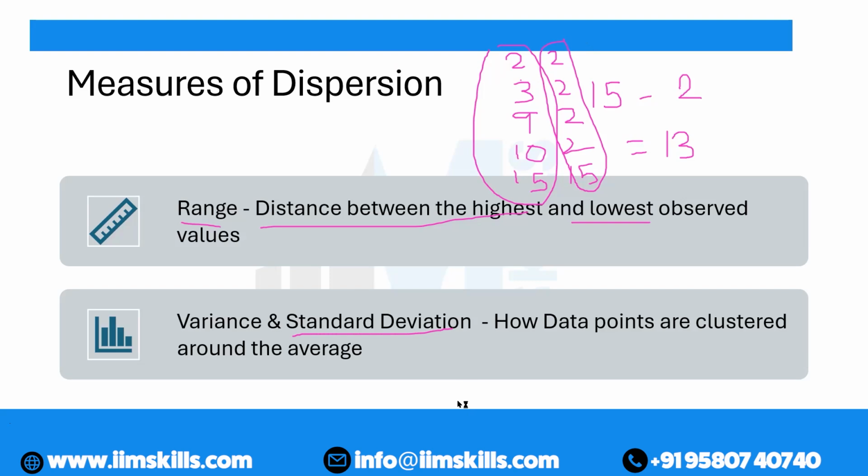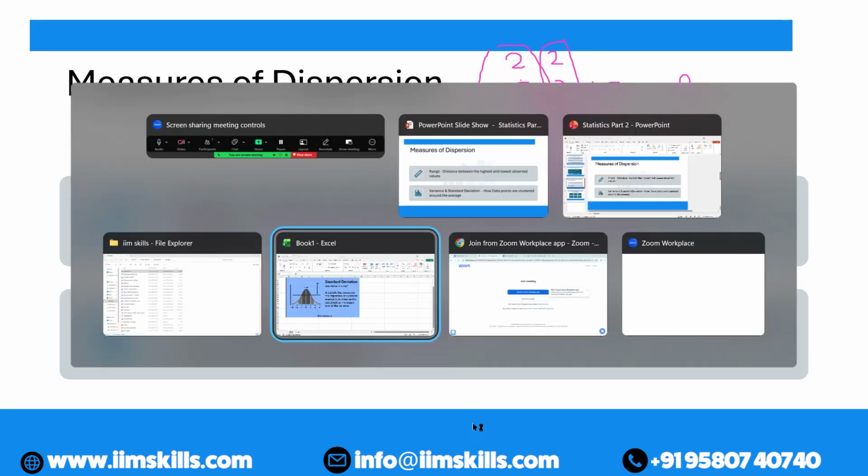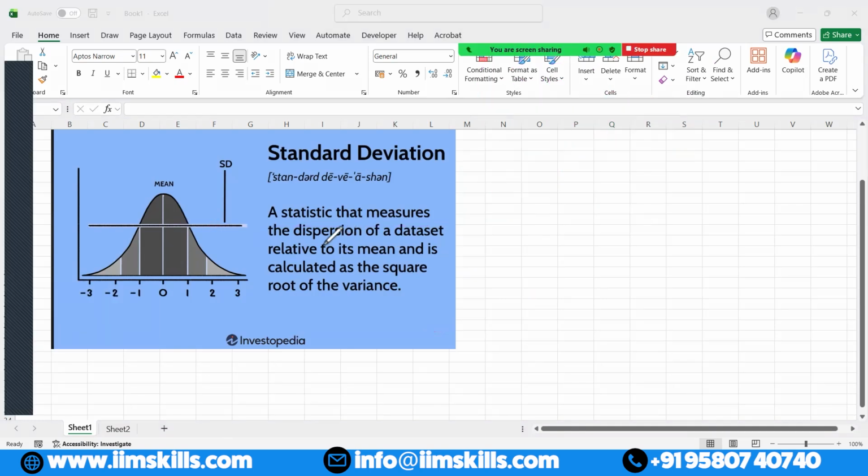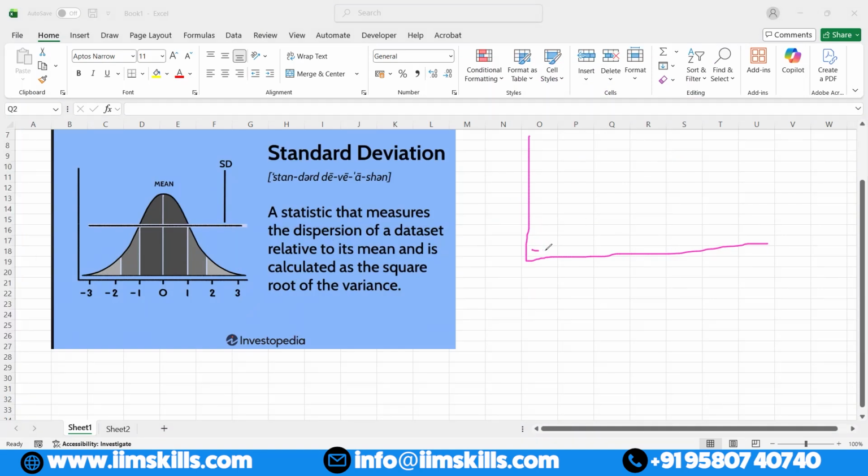So let's see the practical way of calculating your standard deviation. Again, standard deviation is nothing but a measure to find out how far your data is distributed. If you draw a normal distribution plot, assuming that your data is normally distributed, you will get a curve like this. See, this is the distance, how far your data is distributed.